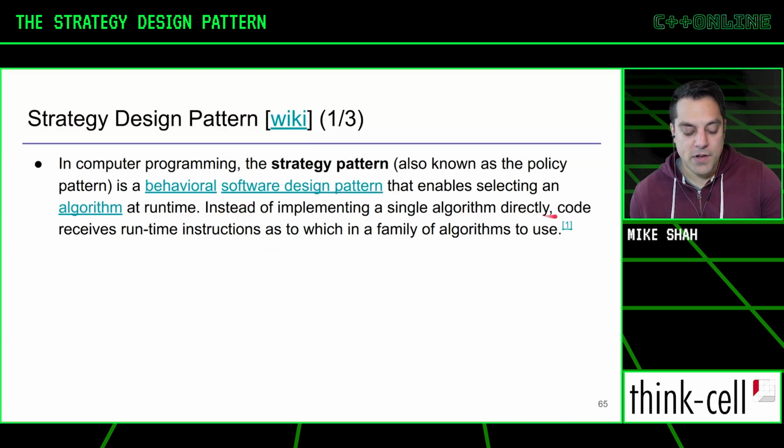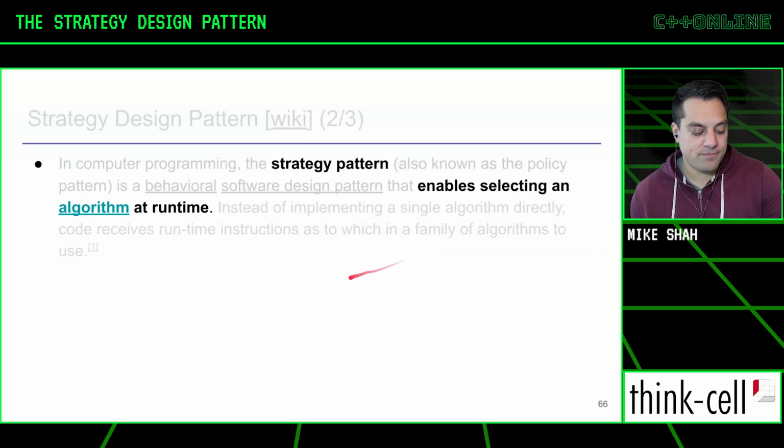Instead of implementing a single algorithm directly, code receives runtime instructions as to which in a family of algorithms to use. Okay. Again, we're going to enable selecting an algorithm at runtime, with a little bit more flexibility by having actual objects. I will add that this adds a lot of other interesting use cases, because maybe you're loading these algorithms from a shared library, for instance. So it's not just the code that is fixed when you compile your program. Okay, at least in the instances where you're able to do this runtime selection.